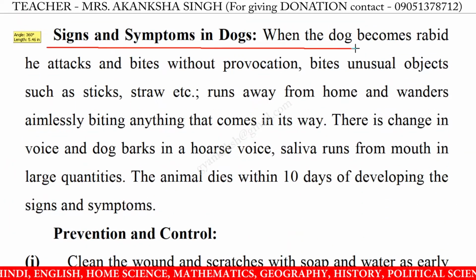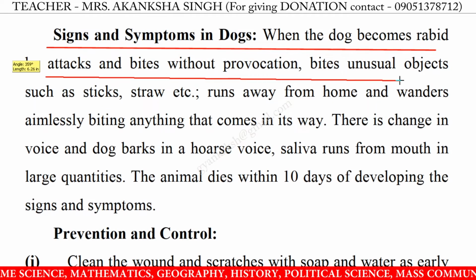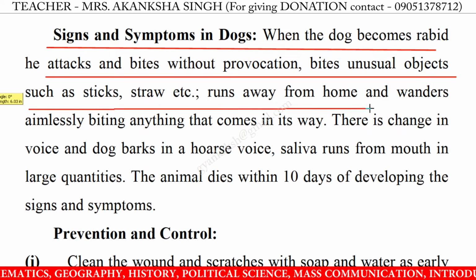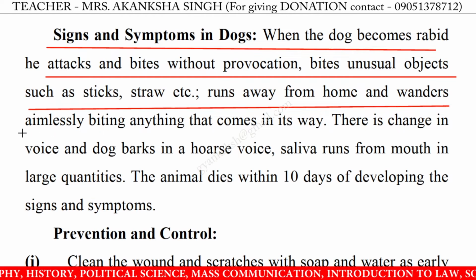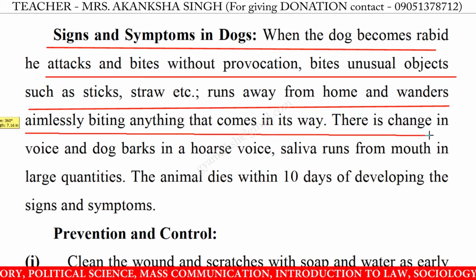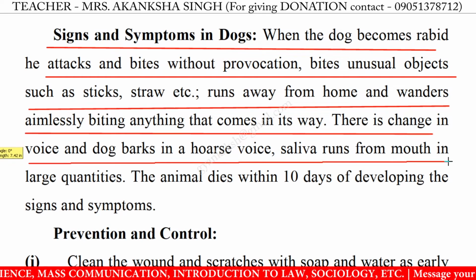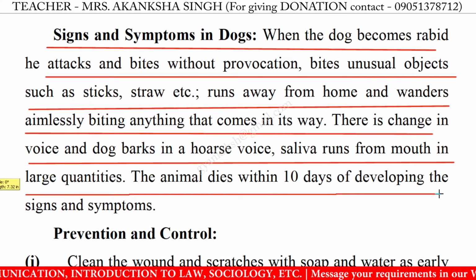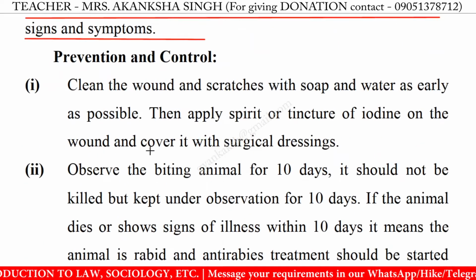Signs and symptoms in dogs. When the dog becomes rabid, he attacks and bites without provocation, bites unusual objects such as sticks, straw, etc., runs away from home and wanders aimlessly, biting anything that comes in its way. There is change in voice and dog barks in a hoarse voice. Saliva runs from mouth in large quantities. The animal dies within 10 days of developing the signs and symptoms.